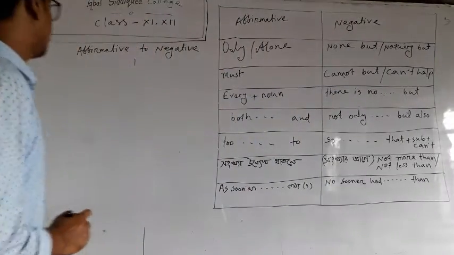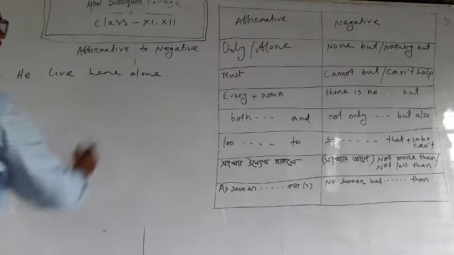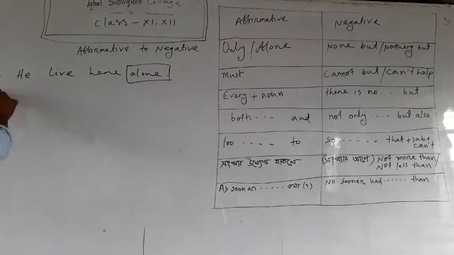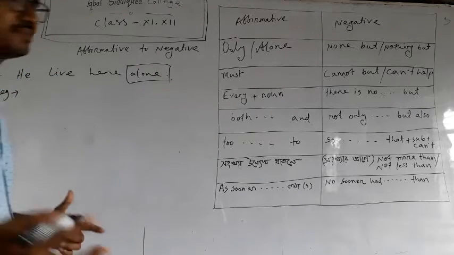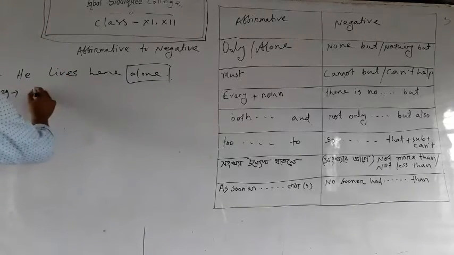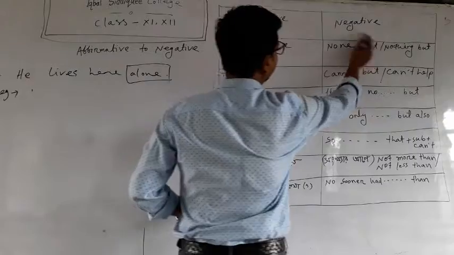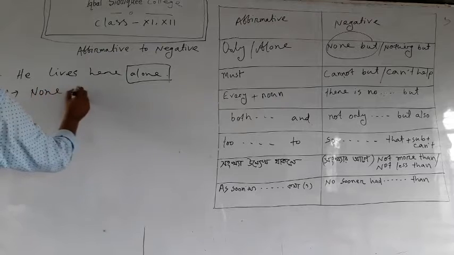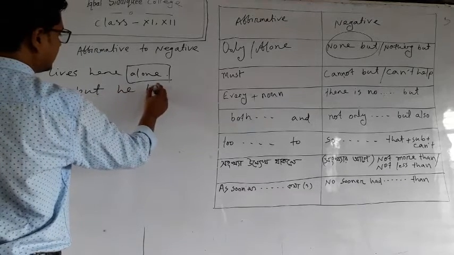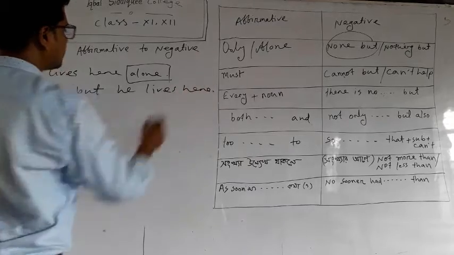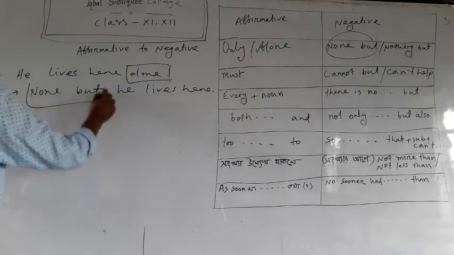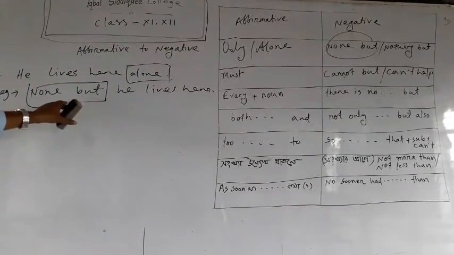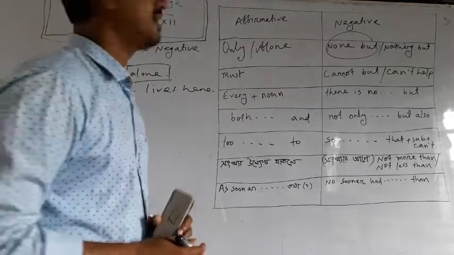So I want to show you an example. Example number 1: He lives here alone. Look at this, here we have "alone." So we have to make it negative without changing the meaning of the sentence. He lives here alone. "He lives none but here"... because "alone" is a personal term, so we use "none but." We use "none but" for "alone." And as we used "none but" for "alone," we didn't use "alone" again.